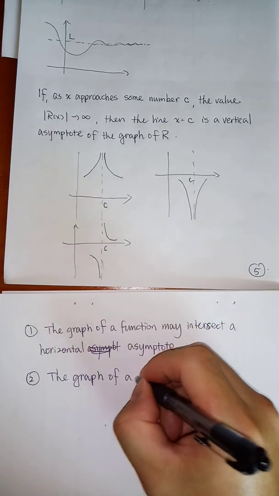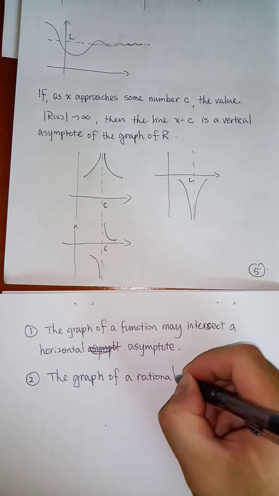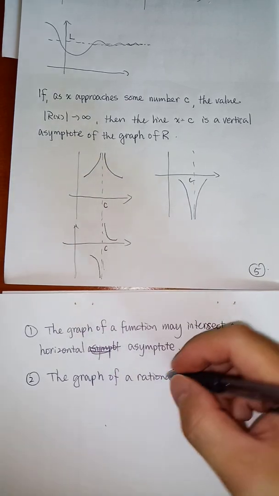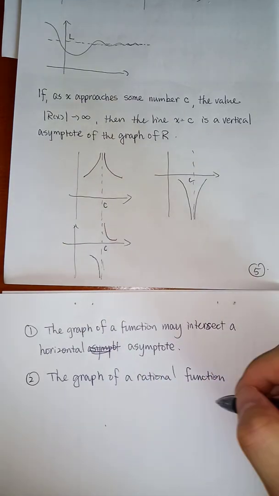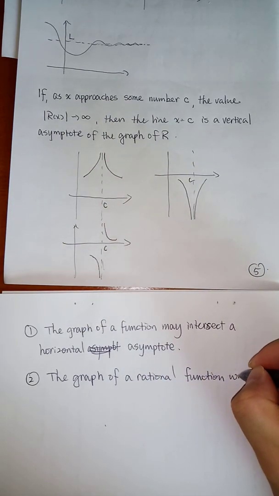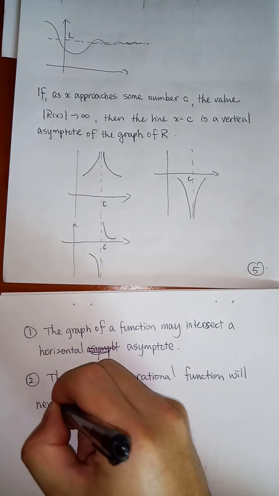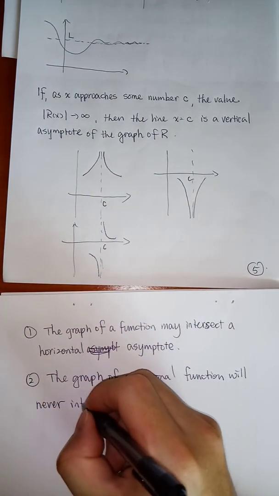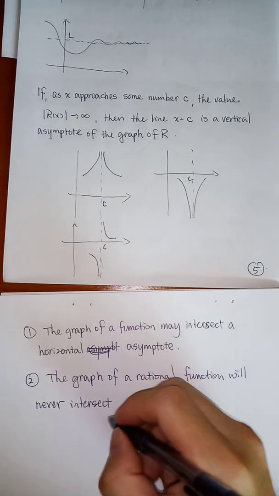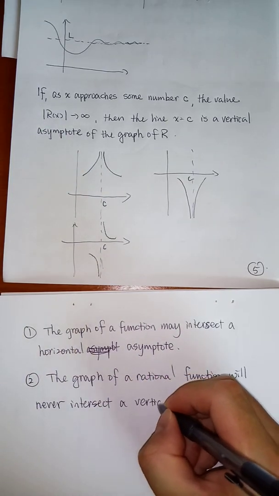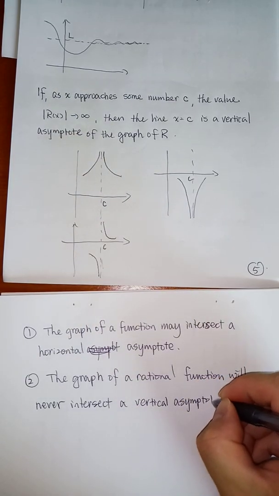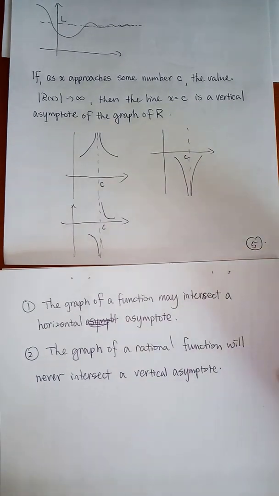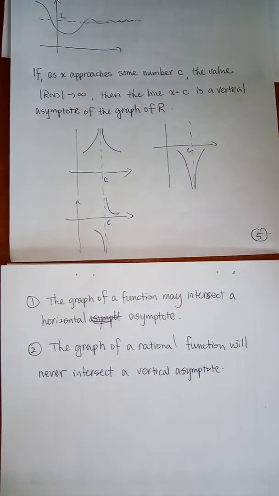of a rational function. The reason we put a rational function is that we need continuity. The graph of a rational function will never intersect a vertical asymptote. So a vertical asymptote is something you will not touch. The horizontal asymptote, you can still touch it.